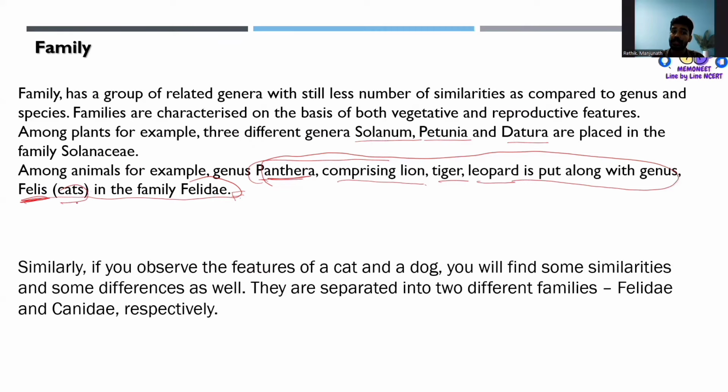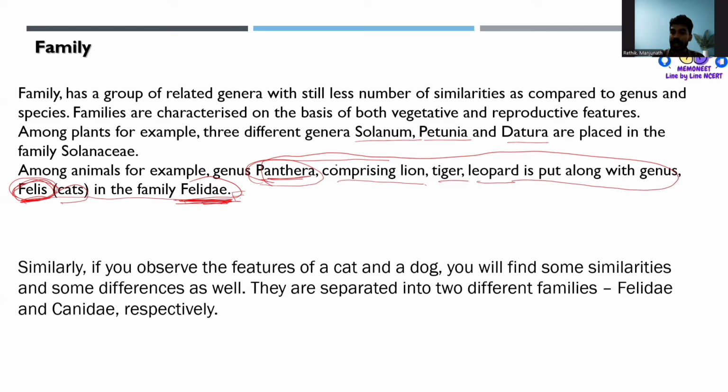It's the genus, but still these both are brought together in the Felidae family. Even though the genus is different, Panthera is the genus, and here Felis is the genus for the cat. Even though the genus is different, they are brought into the same family. You are getting me? So this is how you are going to classify under the family.